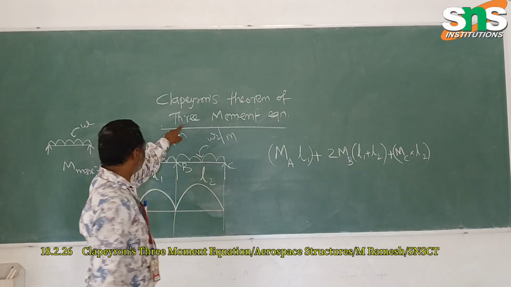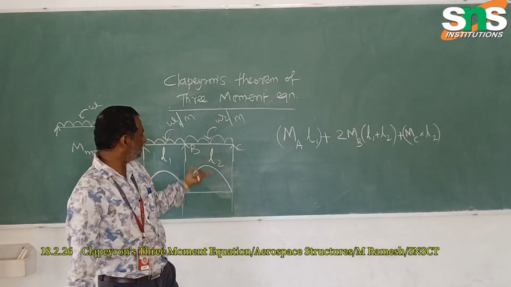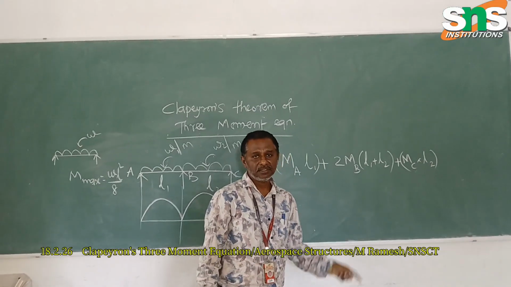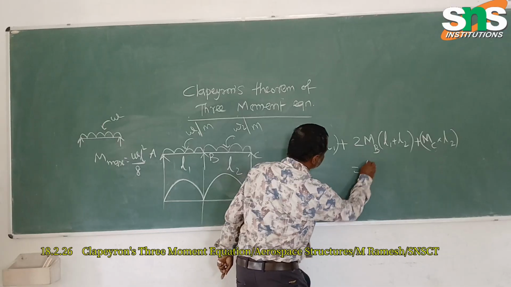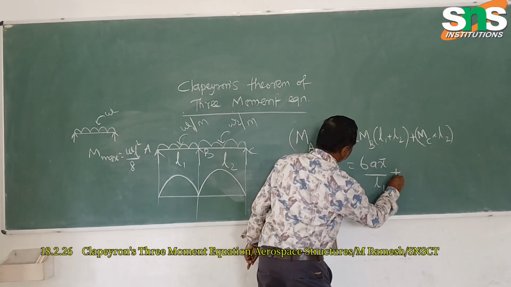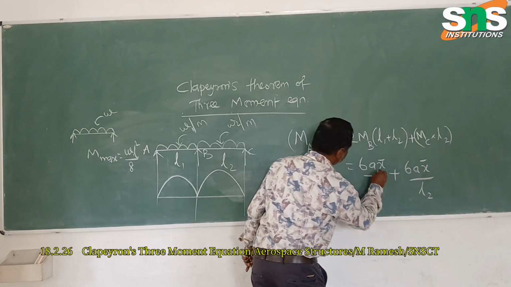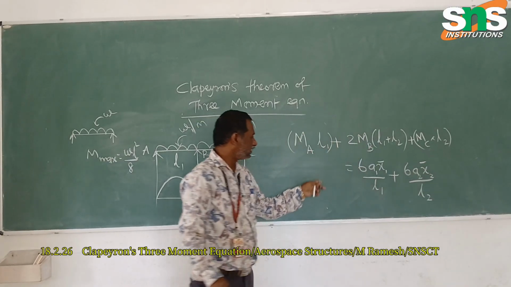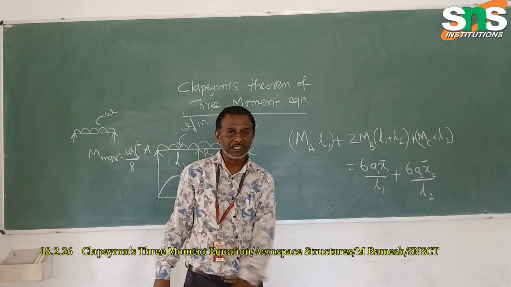So in the three moment equation, we are having two regions, and the three moments MA, MB and MC come into the equation. The right hand side is equal to 6A1 x1 bar divided by L1 plus 6A2 x2 bar divided by L2. This is the Clapeyron's theorem of three moment equation containing all three moments.